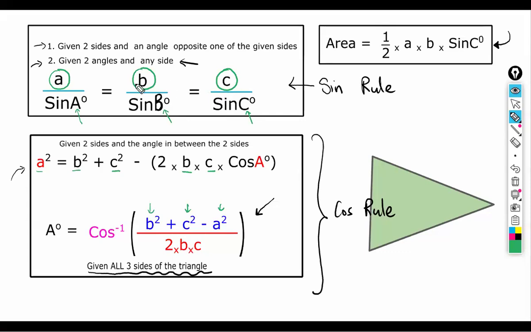The one on top, the pattern isn't too hard to see. If you have small a on top, you have sine of the capital version underneath. So if I had small p on top, underneath I would have what? Capital P underneath, sine of the capital P. So for the sine rule, the small letters go on top and sine of the capital version goes underneath. So that pattern is pretty easy to spot.